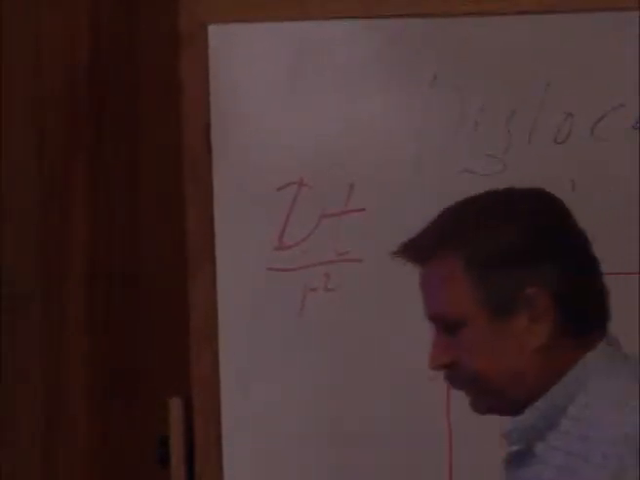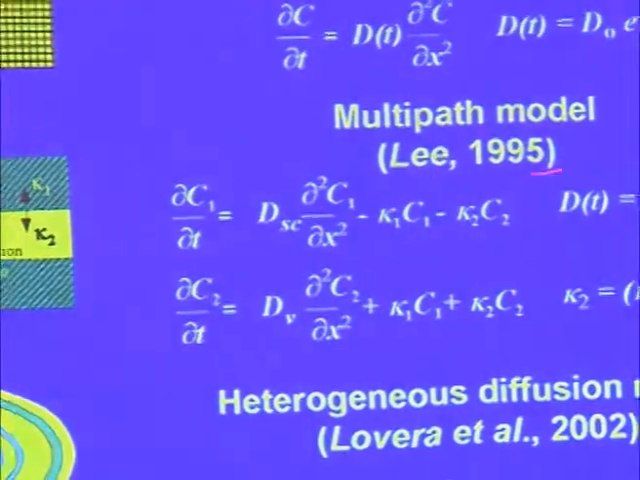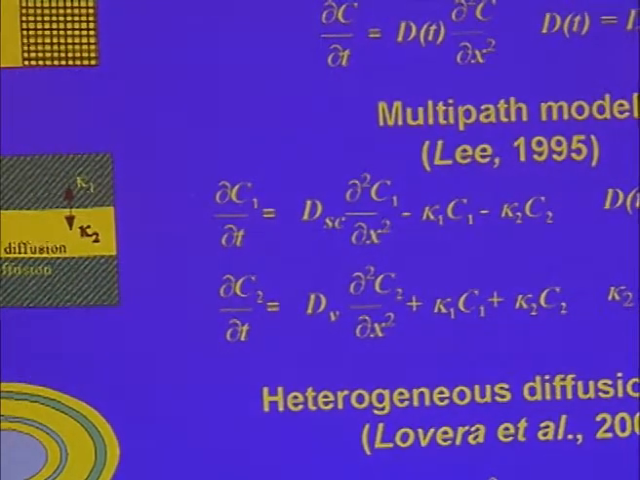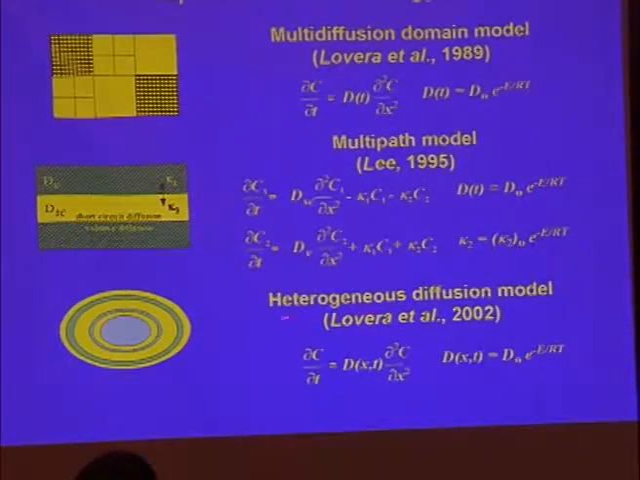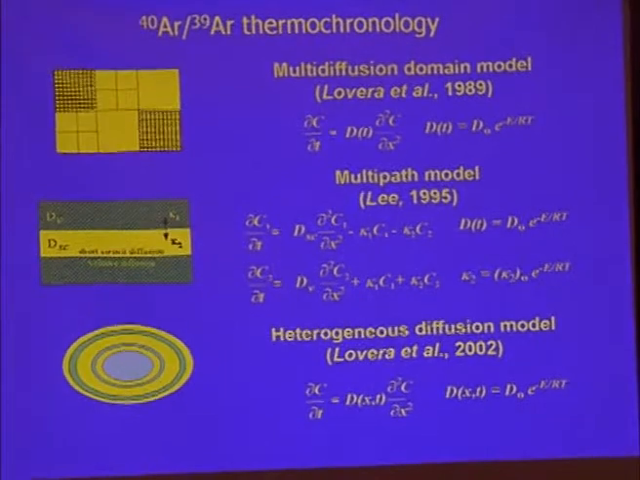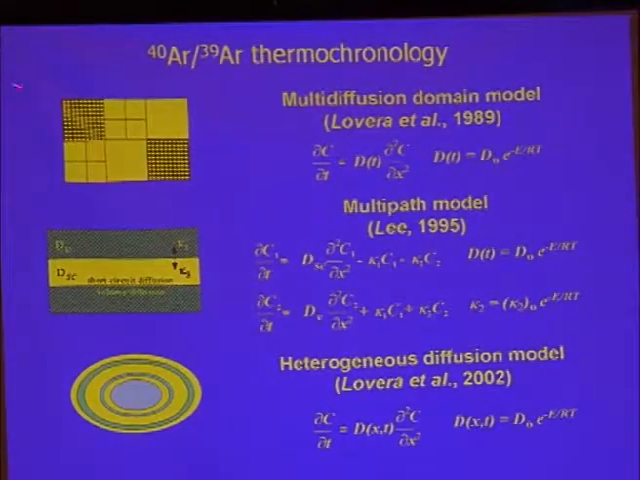There are a bunch of different formulations of thinking about daughter product transport in silicates. The multi-diffusion model is what we're going to focus on. The multi-path model, in fact, just frankly doesn't work. It fails in obvious ways. And then this is a straw man model set up, and I'm going to briefly come back and talk about this. This is a very different idea. But let's first focus on the multi-diffusion domain model.